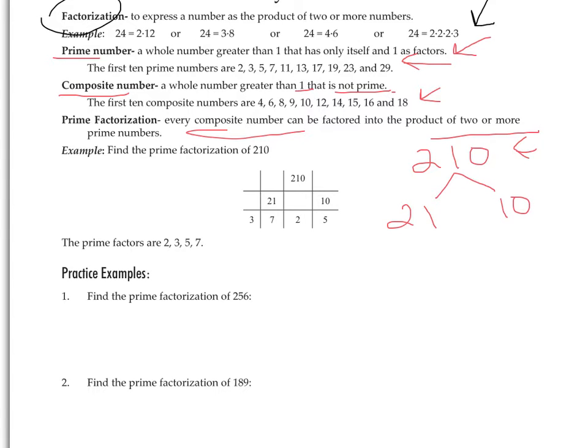And then we're asking ourselves, are these prime numbers? Well, no, 21 is not a prime number because I know 21 also has the factors 7 and 3. And 10 also has the factors 2 and 5. And now we're down to prime numbers down here. And these numbers are the prime factorization of 210. The prime factors 2, 3, 5, 7. And we have them in a different order, but it doesn't matter what order you write them in. So we're going to do some practice examples here.